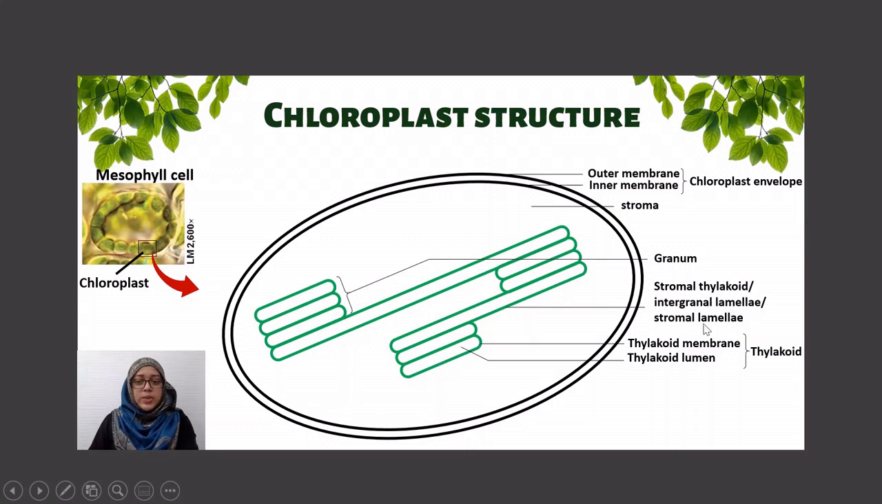In your textbook as well, the term lamellae is used, but if you refer to any of the others, sometimes you would see that they are called stromal thylakoids, because these are basically thylakoids found within the stroma. Sometimes they are called intergranal lamellae as well, or stromal lamellae, again for the same reason. So any of these, we're talking about the same thing still.